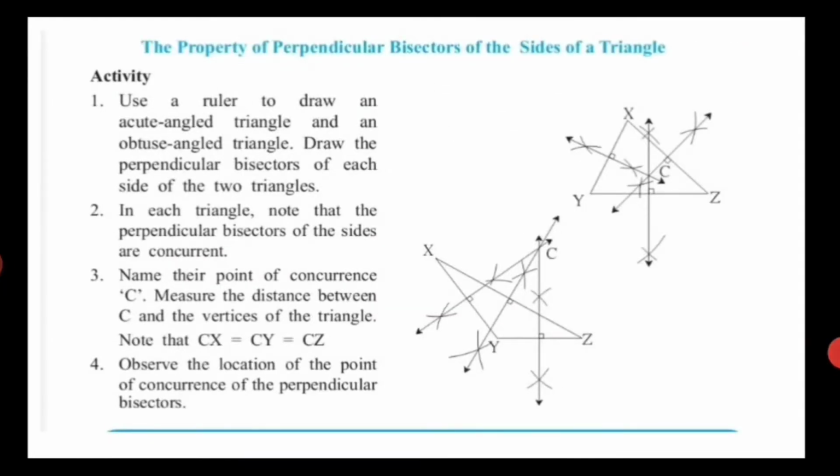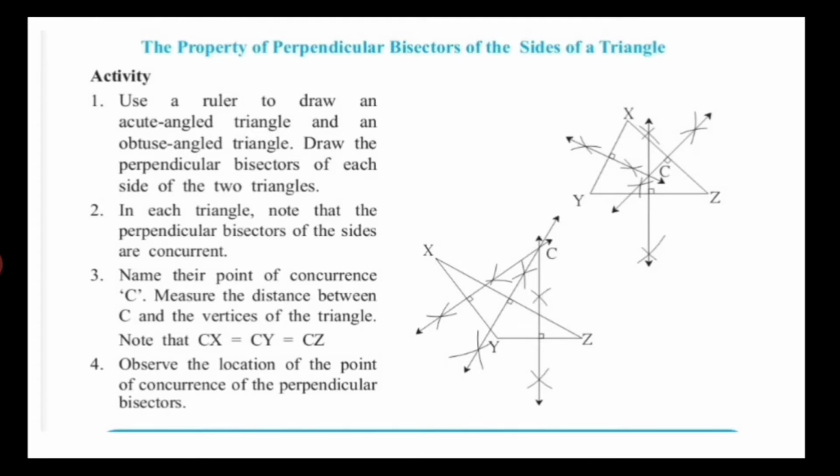The property of perpendicular bisectors of sides of a triangle. Use a ruler to draw an acute angle triangle and an obtuse angle triangle. Draw the perpendicular bisectors of each side of these two triangles. In each triangle, note that the perpendicular bisectors of sides are concurrent.